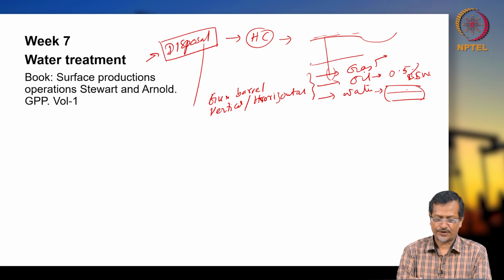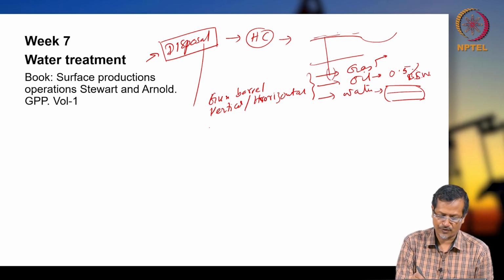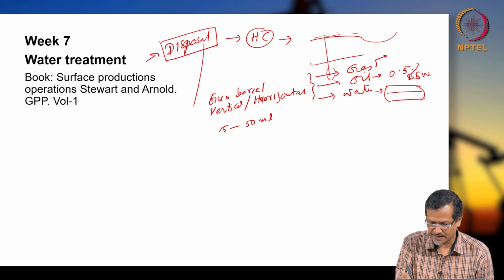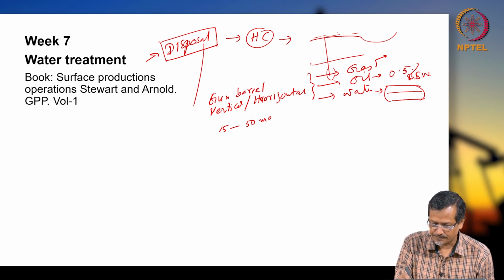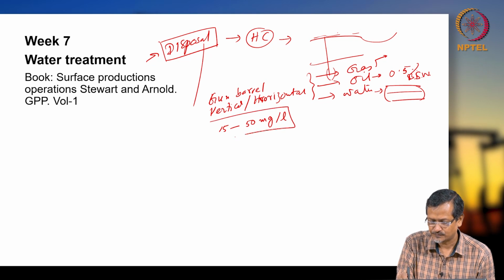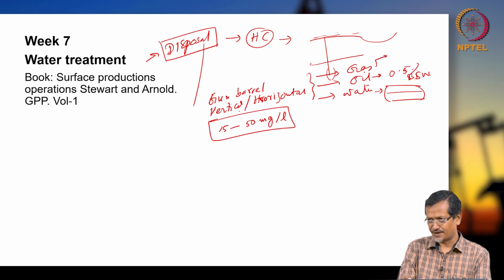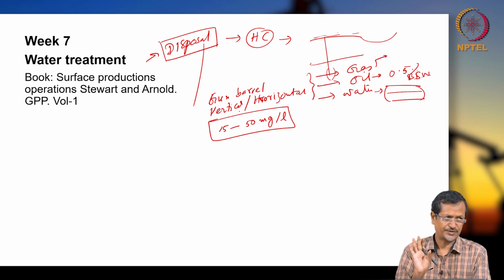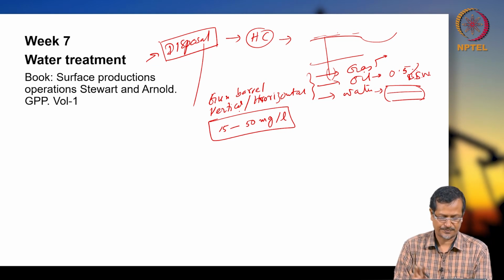Governing regulatory bodies specify hydrocarbon content. Normally it is 15 to 50 milligrams per liter. This will be the range. Within this range, the government body will say you have to maintain within this range or less than this, that's fine.